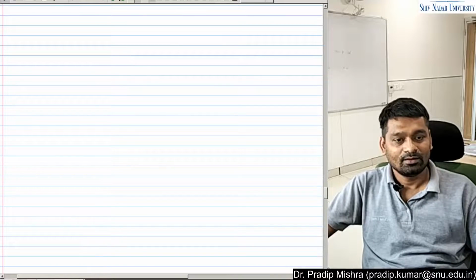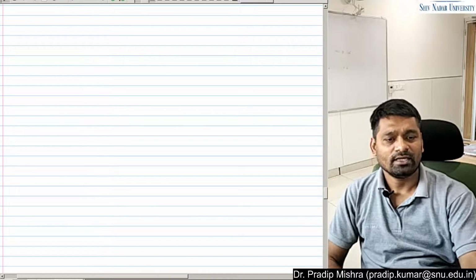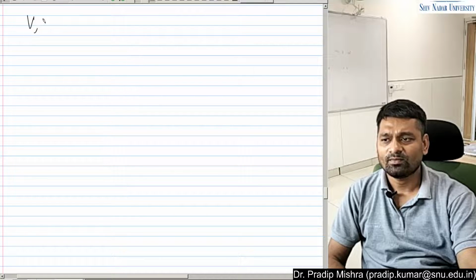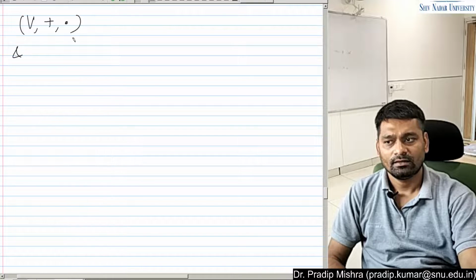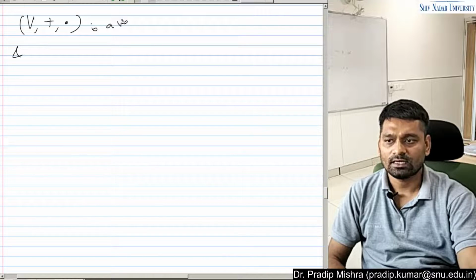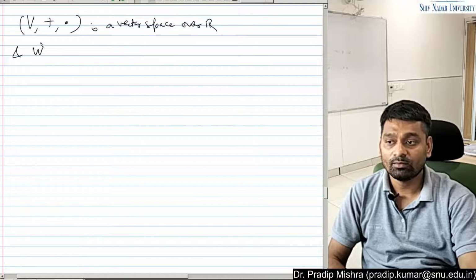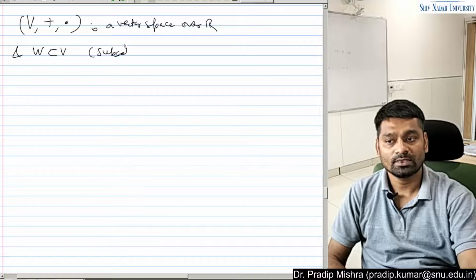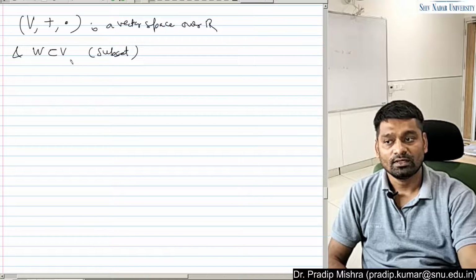So, vector subspace. Before I start, suppose you are given a vector space V. This is a vector space over R, and you are given that W is a subset of V. Just a subset. Do you know what a subset is? Every element here is an element here. W is a subset of V.